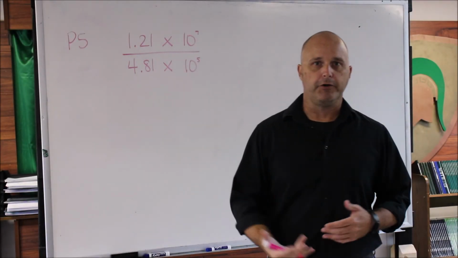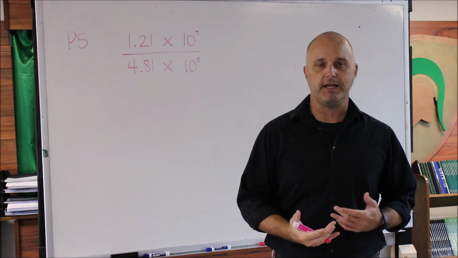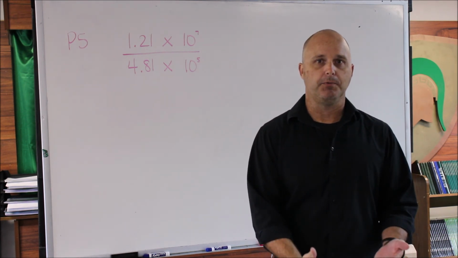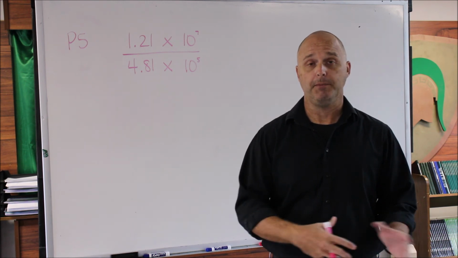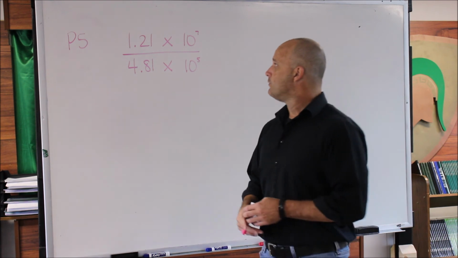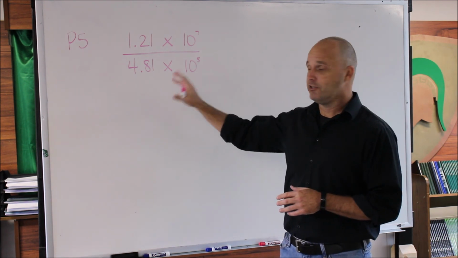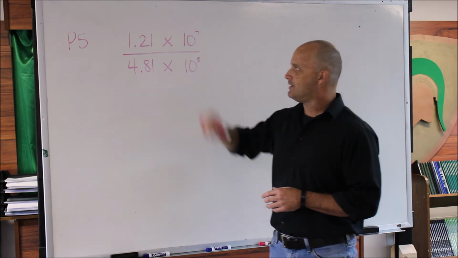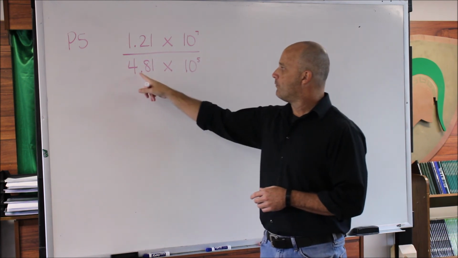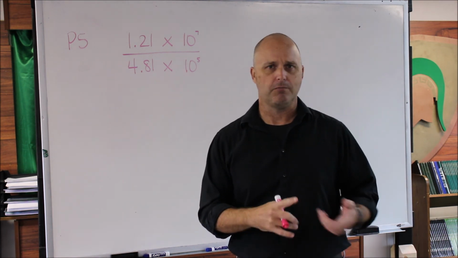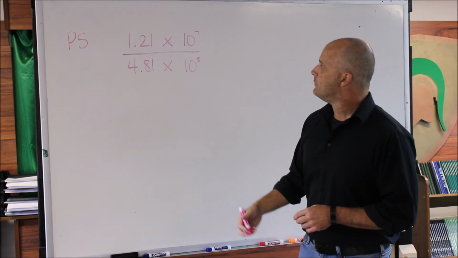For problem number 5, we're going to do a word problem that has to do with population density. Now, population density is arrived at by taking the total number of people in a country, or total number of people in a region, and then dividing it by the area of that region. So what we can see here is that in the country of Angola, in a specific year, you had 1.21 times 10 to the 7th people over 4.81 times 10 to the 5th area of land, whether they're using miles or kilometers.